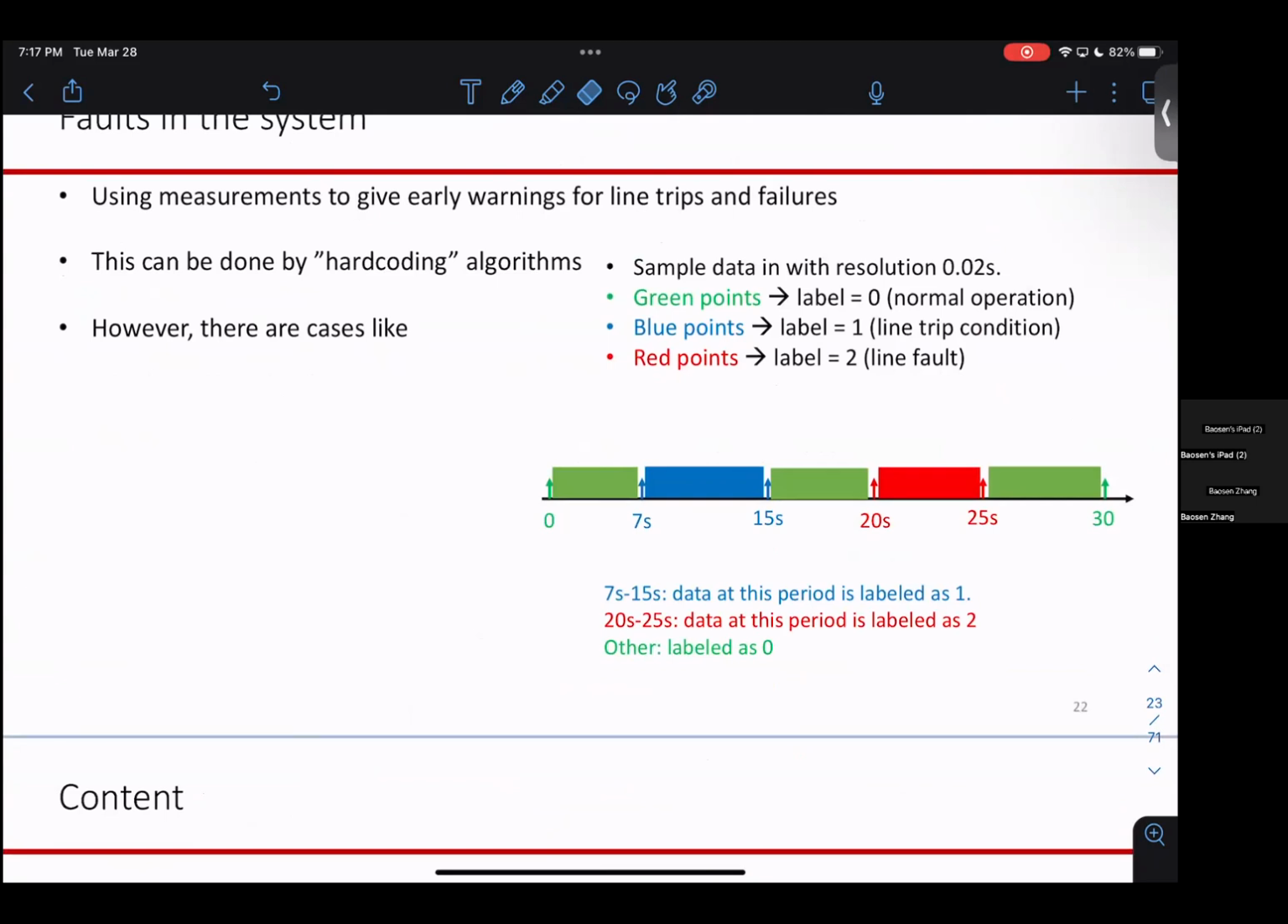Right, so faults in the system. And so again, as faults in the system, right? So right now, the way that we trip lines in the system is we hard code everything. Okay, so right now, if you, for example, have a transmission line, if you have current flowing in the line, your breaker will trip if your current is large enough, if your currents operate in an area that you think is abnormal.